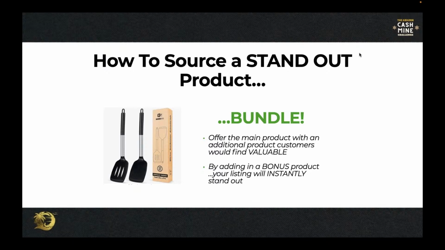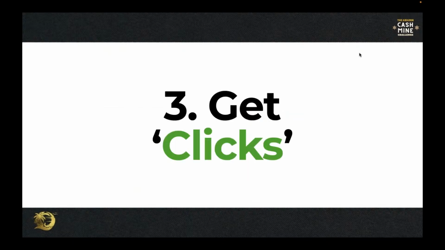Now, by adding in a bonus product, your listing will instantly stand out. It's much more likely to be the prize ball listing. You can charge a lot more money for your product, so you can make a lot more cash with every sale. And you can get a lot more sales every single day. So have a think about this. Have a think about a product you could add to your smash hit product when you launch it on Amazon to make it stand out, to make your product a prize ball.